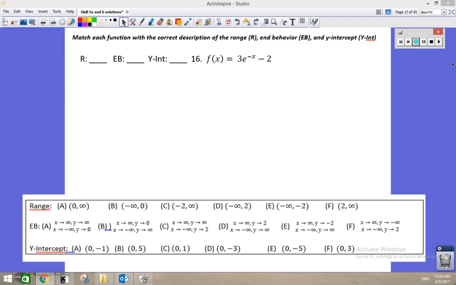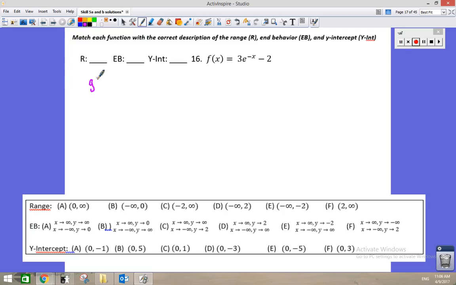Let's continue taking a look at the properties of these exponential functions. Here we have three transformations on the basic function e to the x. Now remember, the e is just a number like pi. It's an irrational number, 2.718.